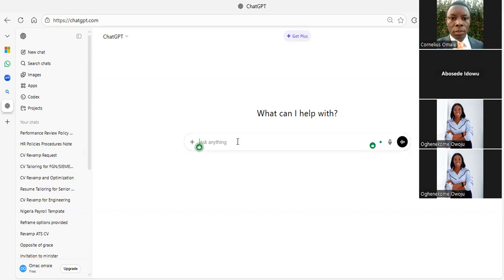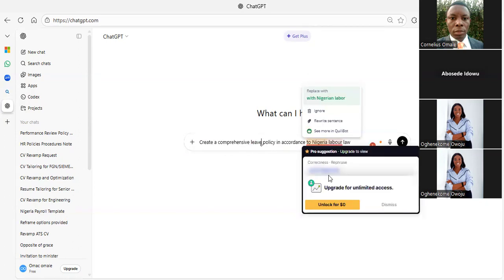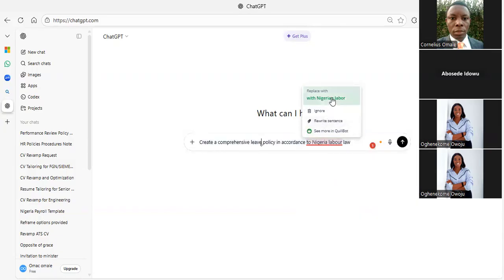So I'm going to ask ChatGPT to create a comprehensive leave policy in accordance to Nigeria labor law. Now, why do I bring it down? I bring it down because everything we are doing, we're in Nigeria. But if you are listening to me from outside the country, all you just need to do is to put your country name there and you get it right.